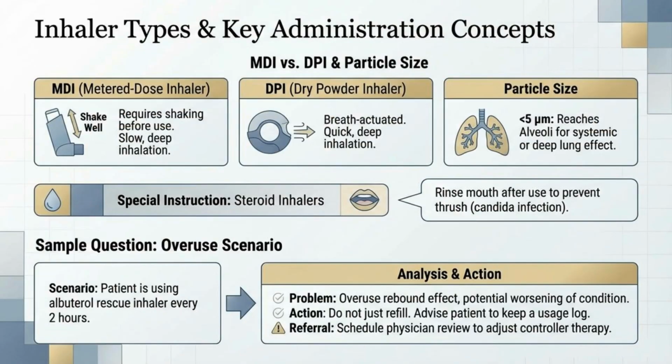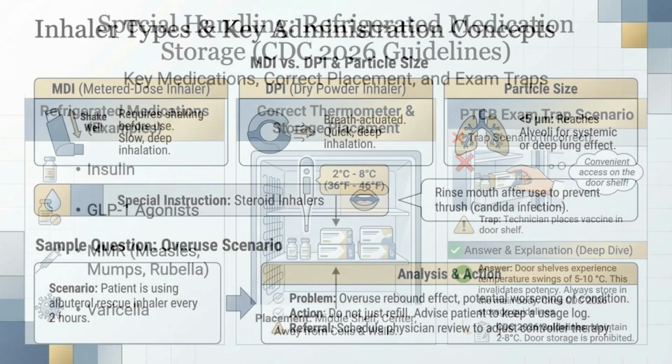Metered dose inhalers, or MDIs, require shaking and slow, deep inhalation. Dry powder inhalers, or DPIs, are breath-actuated and require quick, deep inhalation. Particle sizes less than 5 micrometers reach the alveoli. Remember to rinse your mouth after using steroid inhalers to prevent thrush.